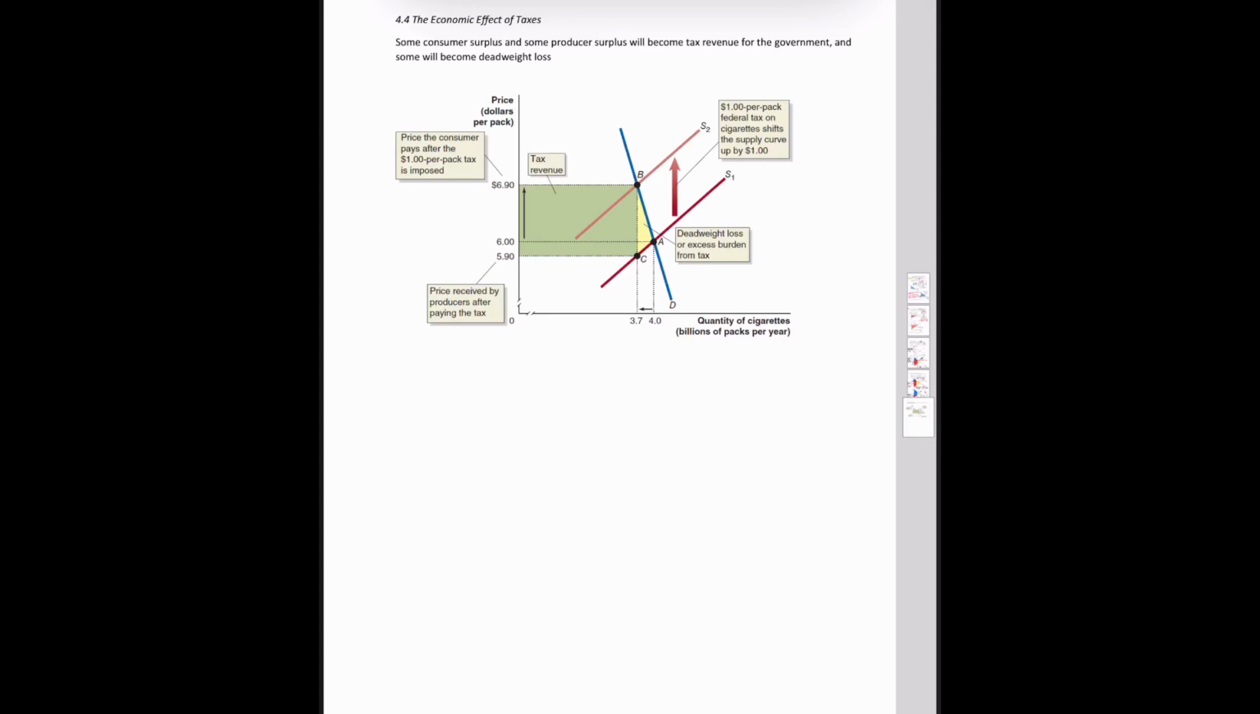Okay, again, if you don't understand the economic effect of taxes, don't worry too much about it. Again, it's not going to be heavily tested, but I did want to bring it up for the sake of generally understanding that government intervention does essentially cause deadweight loss in all of these scenarios.